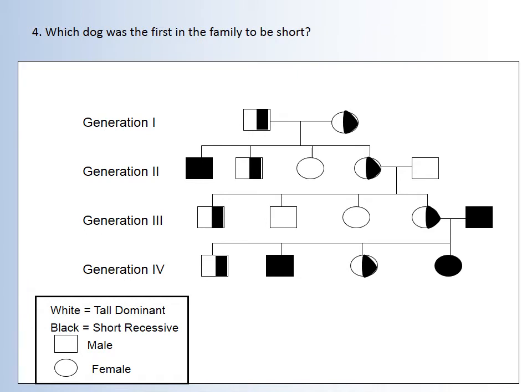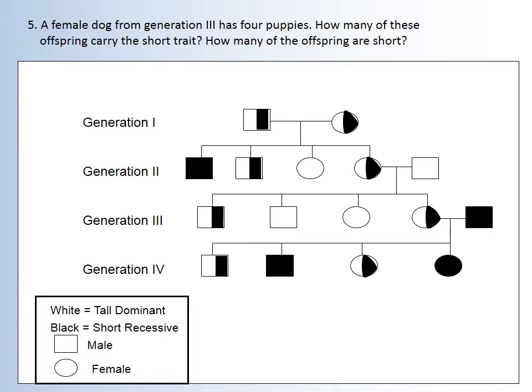Which dog was the first in the family to be short? It'd be the first animal in generation 2, and it was a male. It says a female dog from generation 3 has 4 puppies. How many of these display or carry the short trait? So how many are half shaded? That's right, there's 2. How many of the offspring are short? The offspring from the female here, she has 1 short puppy.